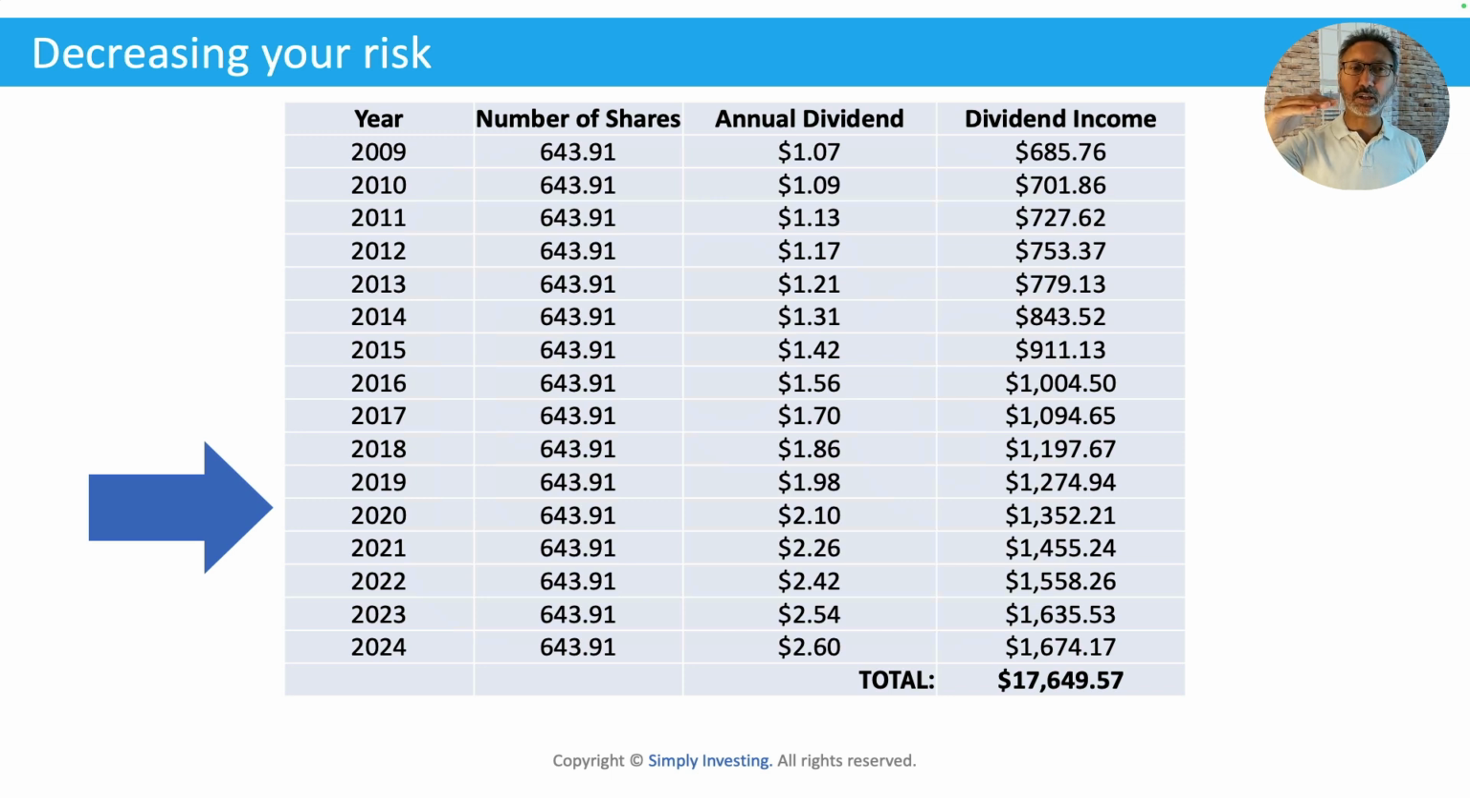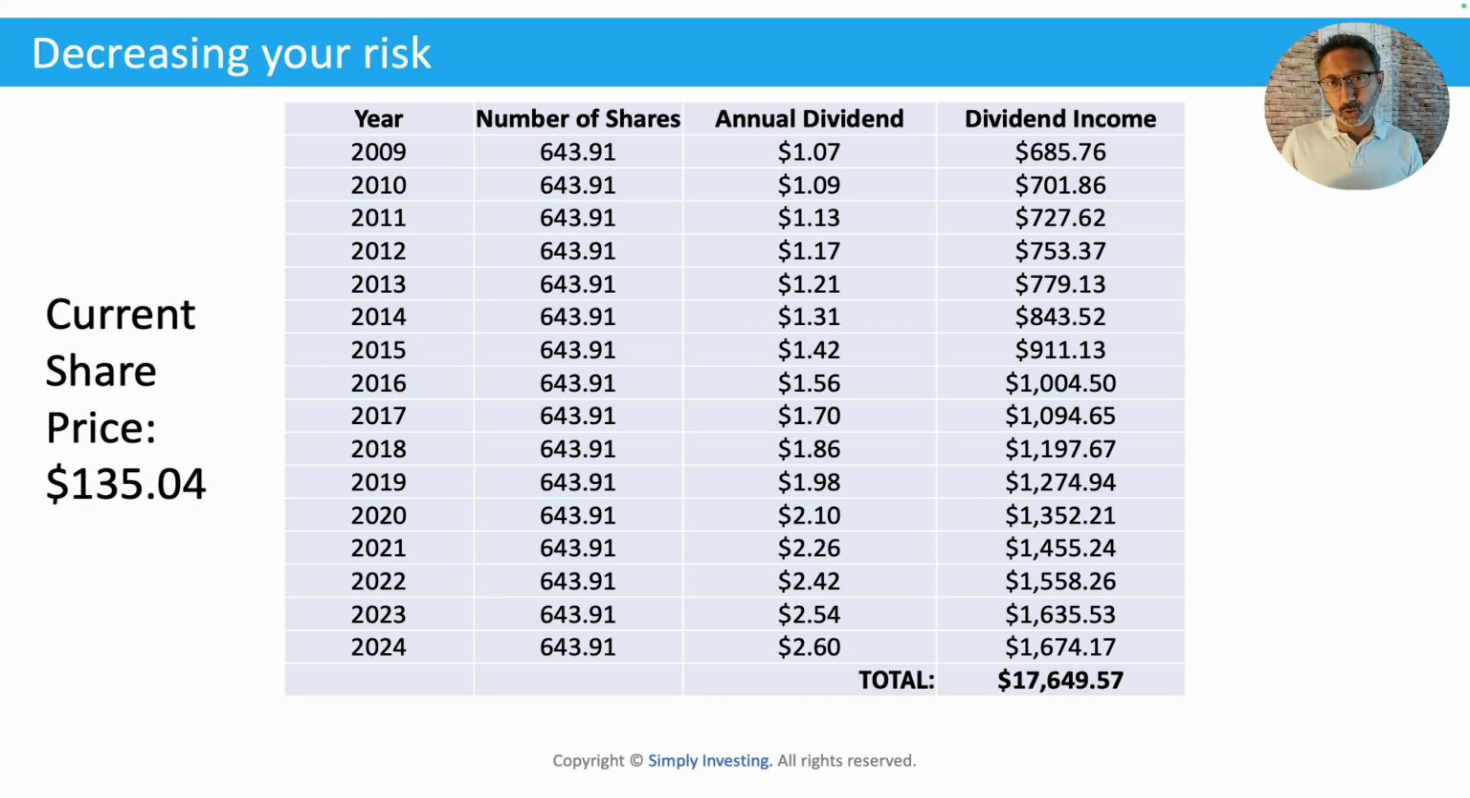2011 gets even lower. By the time we get to 2020, you've received $10,000 in dividends, and your capital investment was $10,000. So your risk has now come down to zero in 2020. And then the company continued to pay dividends and increase those dividends as well. So take a look at this. As of this recording, the current share price is $135 for PPG.